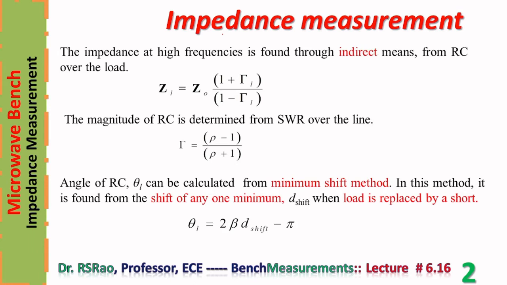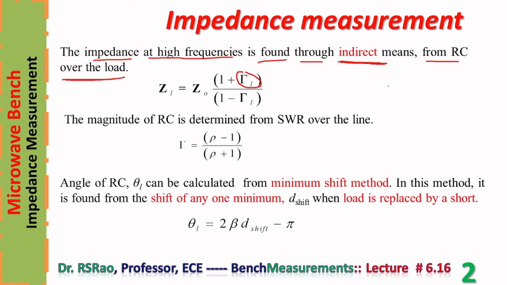Let us begin with a few relations which are brought from transmission line theory. The impedance at high frequencies is found through indirect means from RC over the load. RC stands for reflection quotient. Reflection quotient is a complex quantity. It varies from point to point over the line. Over the load, it is indicated by gamma L.